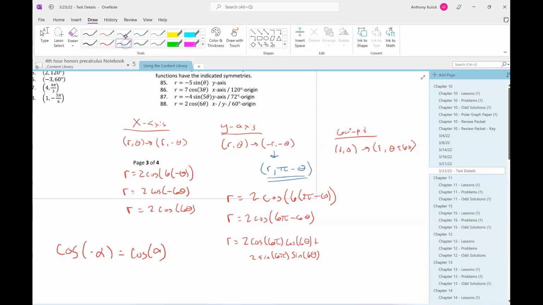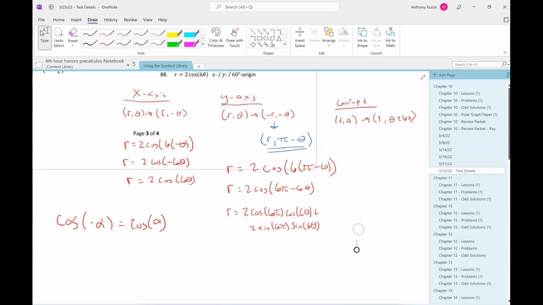Okay. Now cosine of 6 pi, that's something we know, right? What's cosine of 6 pi? It's the same as cosine of 2 pi, because those are coterminal, right? Which is just 1.